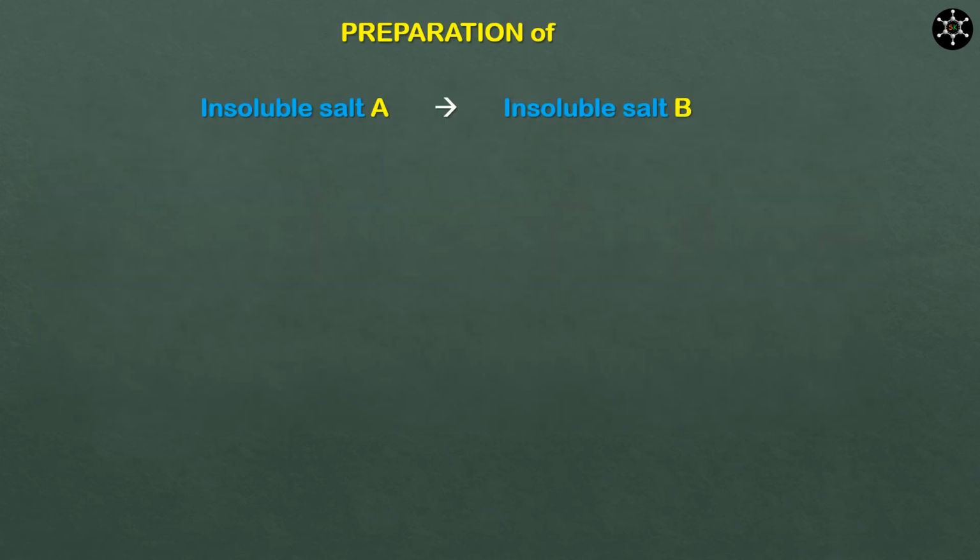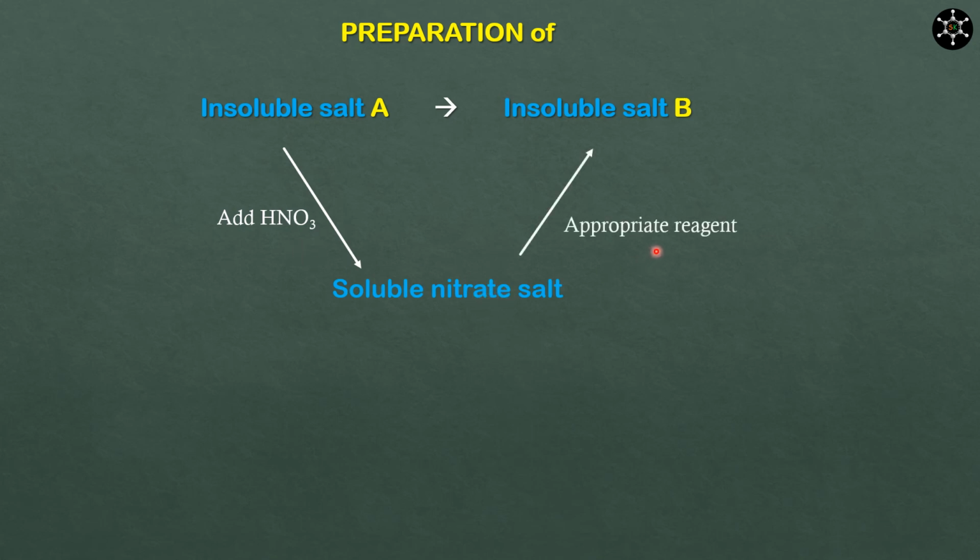If we are interested in preparing an insoluble salt B from the insoluble salt A, then we need to follow a two-step procedure. First, we need to convert the reactant insoluble salt A to a soluble nitrate salt by treating it with nitric acid. In the second step, this soluble nitrate salt has to be treated with an appropriate reagent so that we get the product, insoluble salt B.